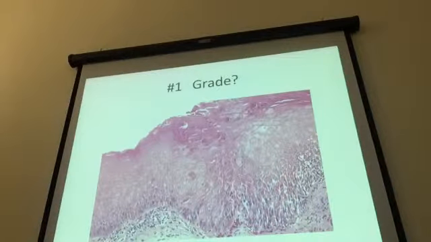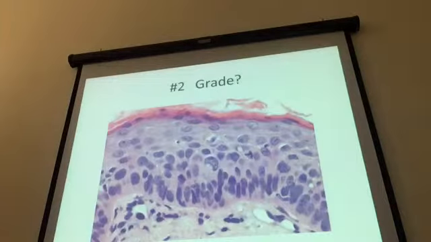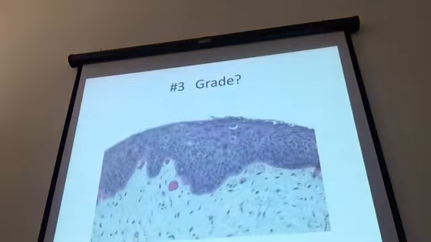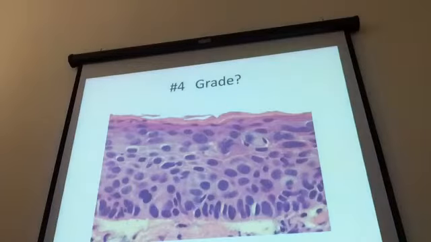Okay? Low grade. Okay, so one person's voting low grade. Anybody else? Okay, how about this one? So some low grade, some medium. So medium grade. Okay. How about this one? High grade. High grade, yeah. Those atypical mitoses help. How about this one?